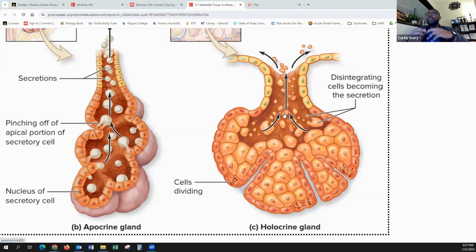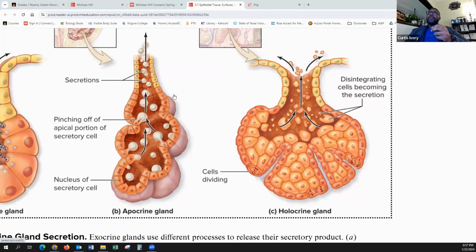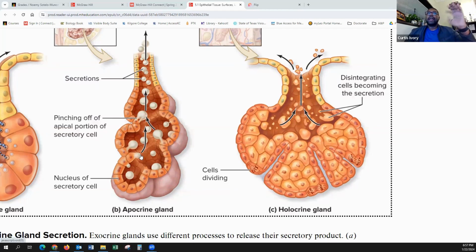Holocrine, or the whole cell, is bursting. So how you can always remember holocrine is the whole thing is bursting. Apocrine, I remember because in Spanish, to say stinky is apestosa, which is kind of spelled like apocrine. So that's how I can always remember what apocrine is.